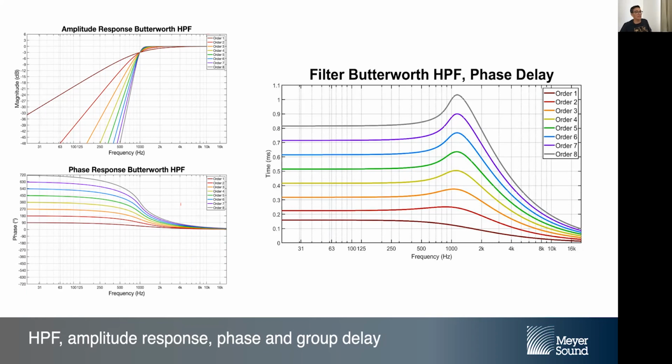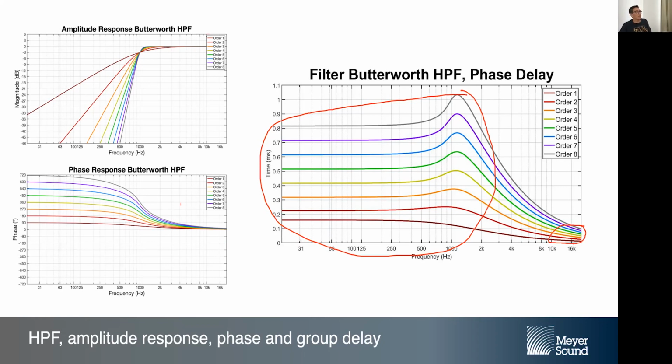And as you can see, the time that we're changing is going to be a very small amount for the higher section of the frequency, and depending on the order, we're going to see a big amount of change over this area. So the higher the order, the more the time is going to change for every single frequency.